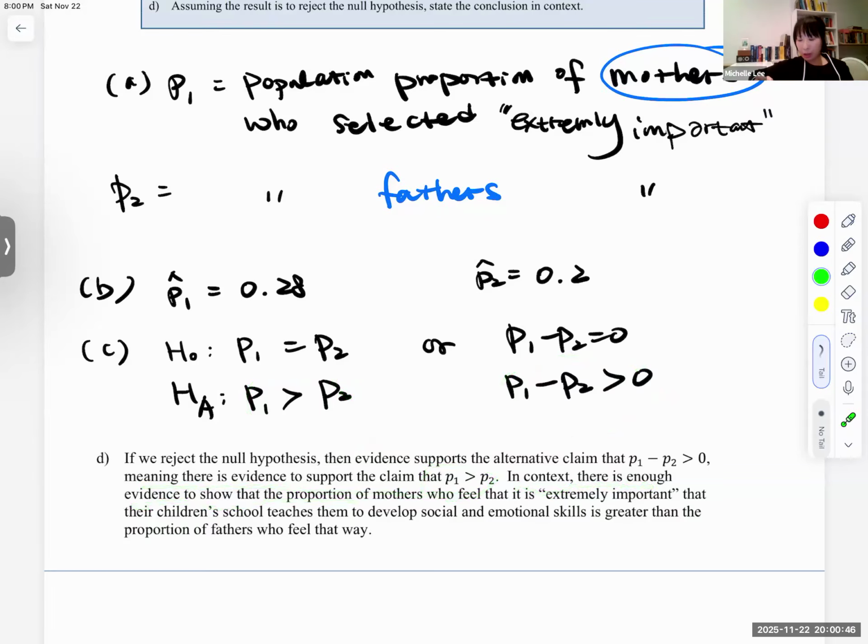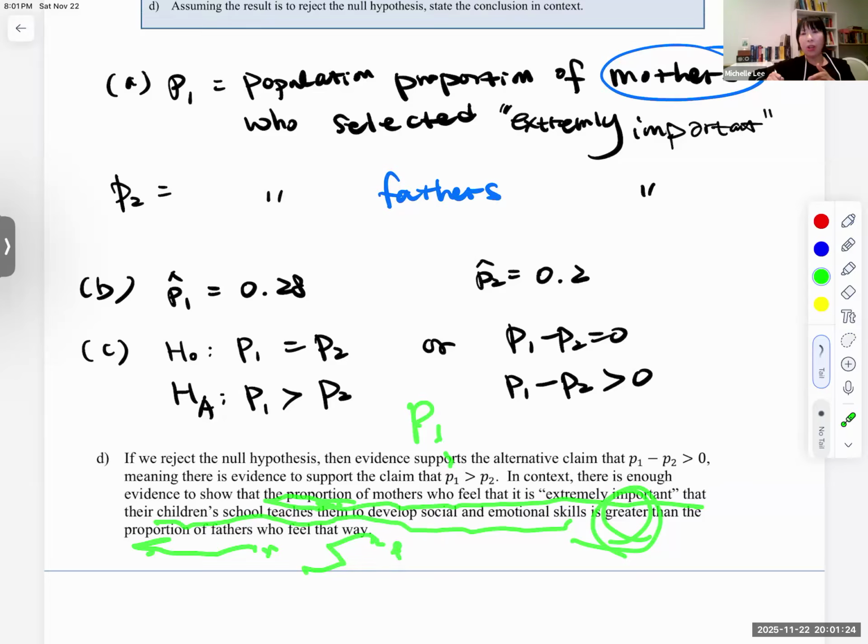So we just read their sentence in the question. That proportion, p sub 1, the proportion of mothers who feel that it's extremely important that their children's school teaches them to develop social and emotional skills, is greater than the fathers. Yeah, we read their sentence. Make sense?